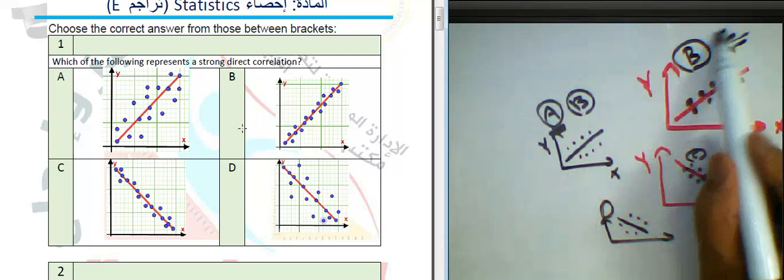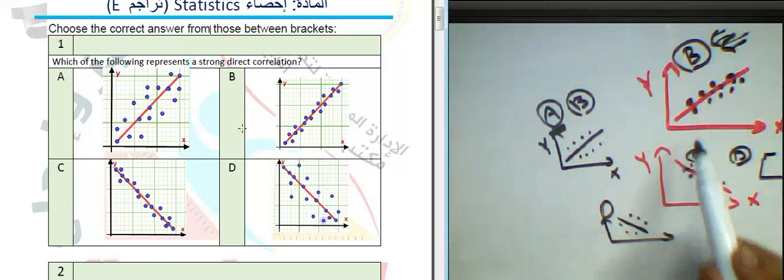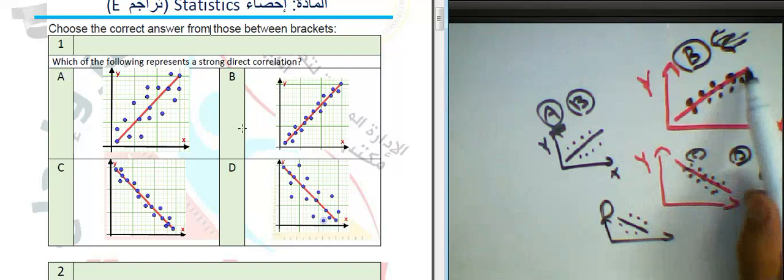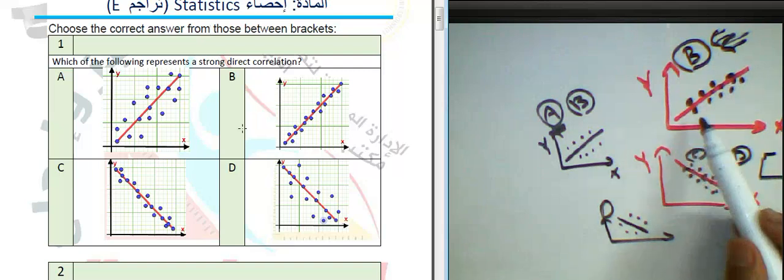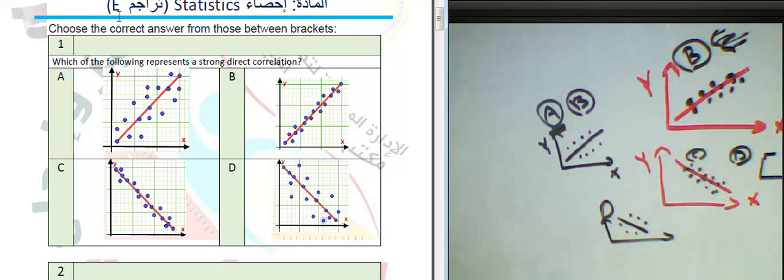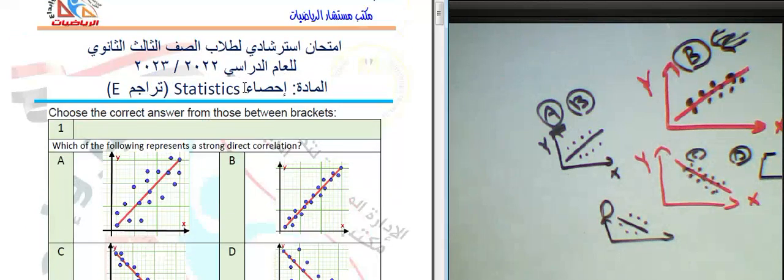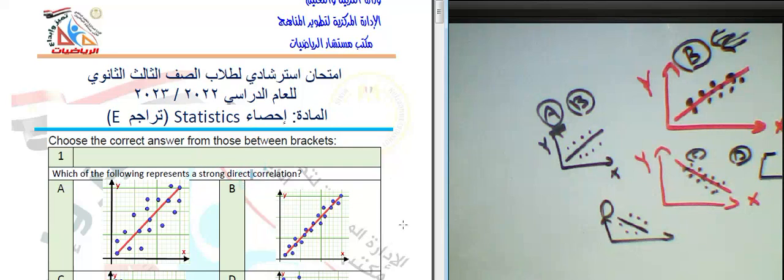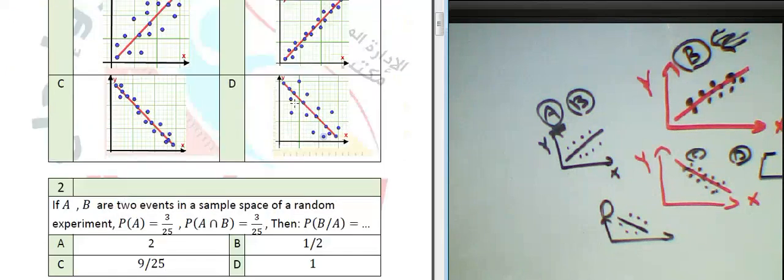So the result will be letter B. You must choose letter B for this example because all points are nearest to the straight line or line segment here. We must choose letter B because it tells us a strong direct correlation. Understood? Okay. Question number 2.